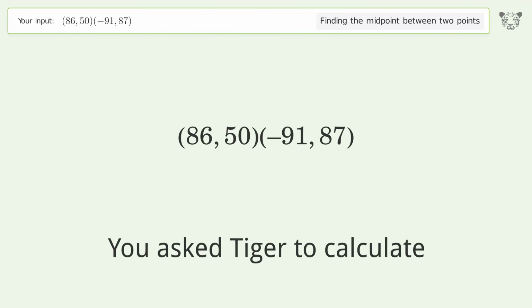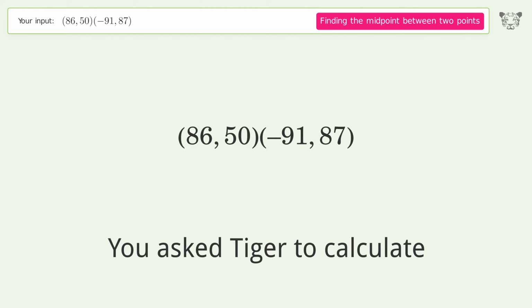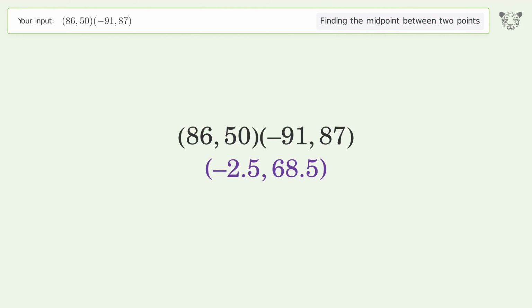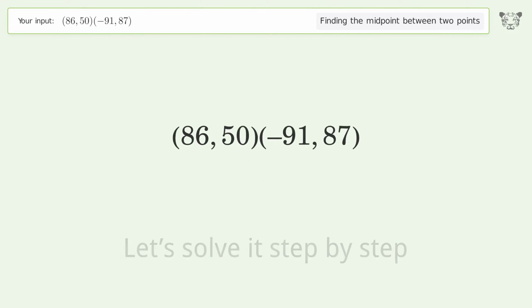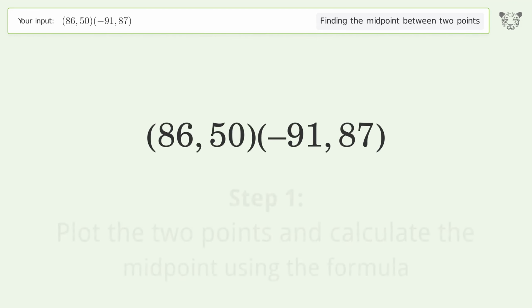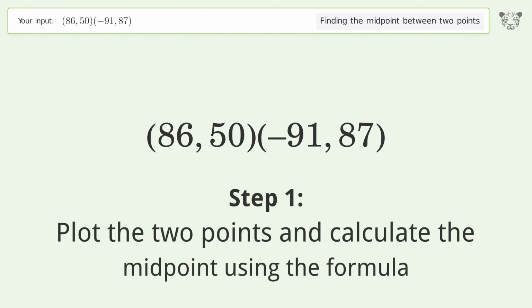You ask Tiger to calculate. This deals with finding the midpoint between 2 points. The midpoint between the 2 points is negative 2.5, 68.5. Let's solve it step by step. Plot the 2 points and calculate the midpoint using the formula.